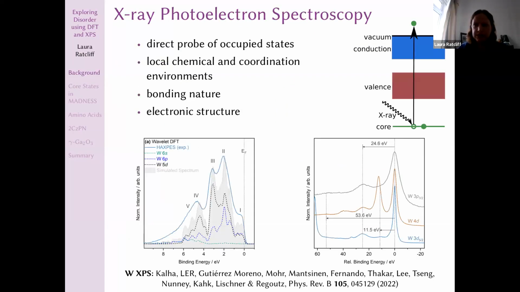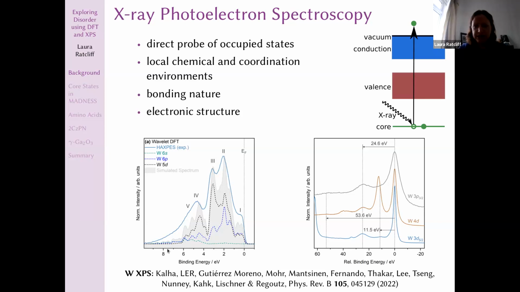So first of all, why XPS? X-ray photoelectron spectroscopy. For those of you who are not familiar with this technique, the basic idea is that we have some incident X-rays, and these excite some electrons, in the core case from a core state out into the vacuum, or in the valence XPS case from the valence states out into the vacuum. This is a useful technique because we can directly probe occupied states. It gives us information about local chemical and coordination environments. We can learn things about bonding, and we can also learn about the electronic structure.